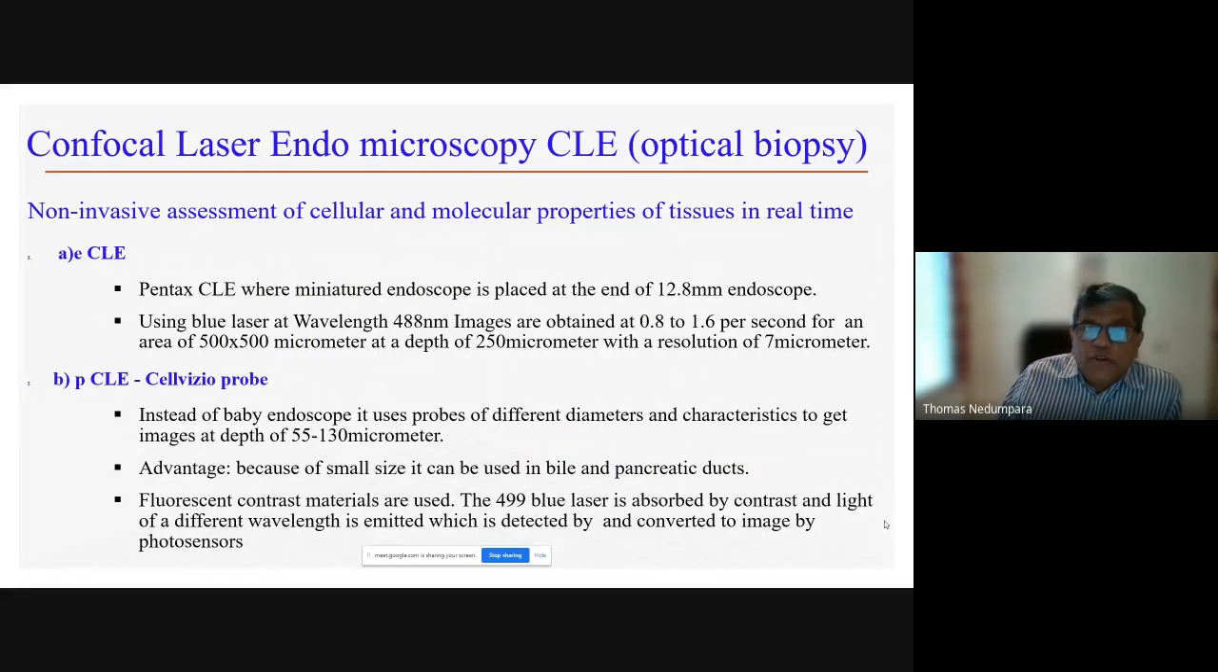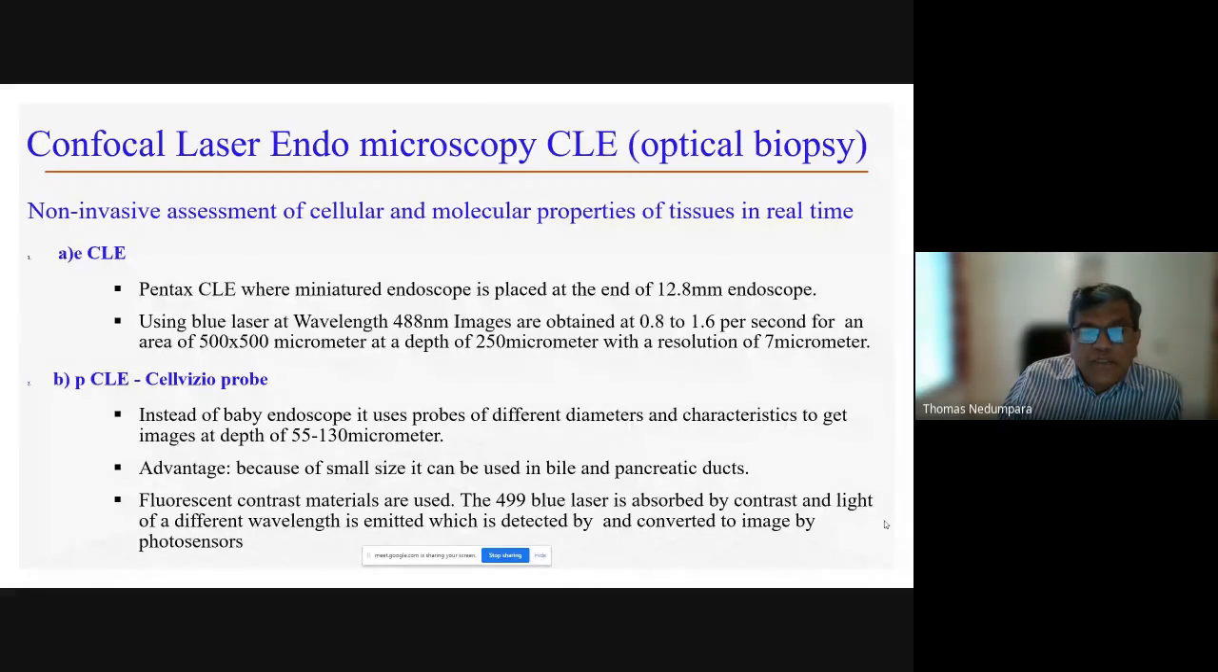So this confocal laser endomicroscopy, otherwise optical biopsy, can be used by two methods. One, a miniature endoscope is attached to a normal working endoscope, and a blue laser of wavelength 488 nanometer is used to make different slices at a high resolution. It goes up to a tissue depth of 250 micrometer.